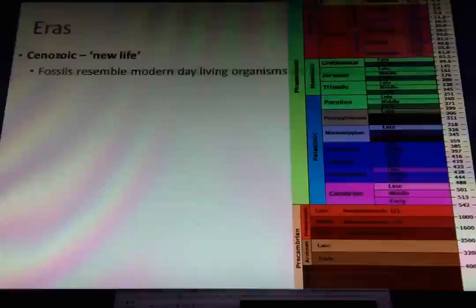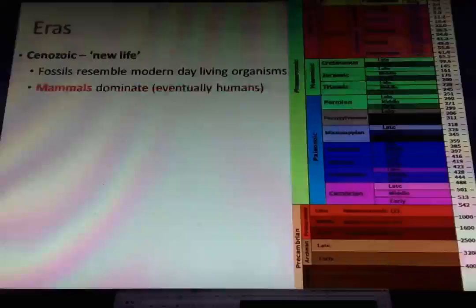And during this Cenozoic era, extending from about 65 million years ago up to the present day, most of the fossils that we are finding are very similar to what is walking the earth today, or is growing as vegetation today. So mammals have dominated, and eventually humans came to dominate during this Cenozoic era.